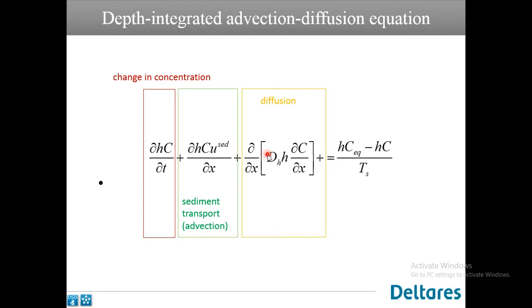Okay, H is the local water depth, C is the depth-averaged sediment concentration, and DH is the sediment diffusion coefficient. And this is what we call the pickup function, or the source-sink term, that determines the sedimentation route, whether it is going to be eroded or deposited, based on this time scale.